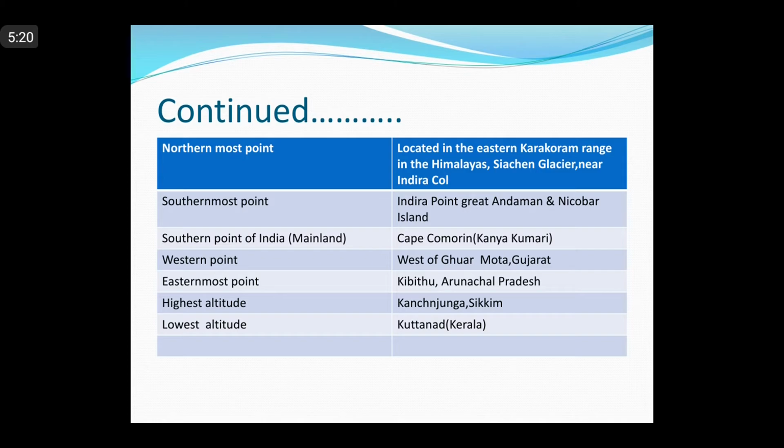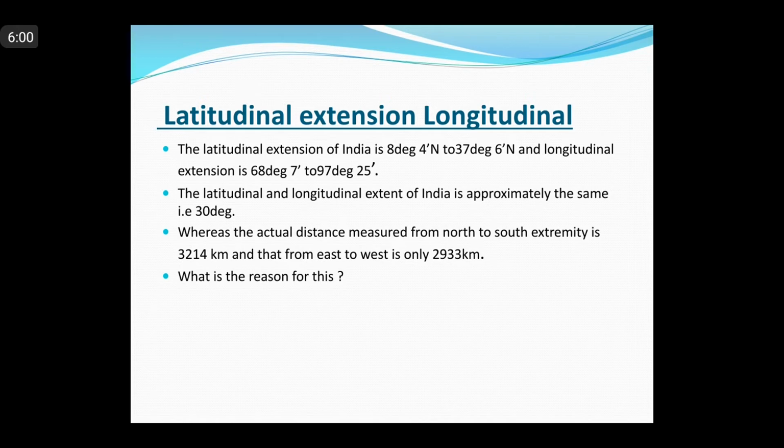Okay, and then away from the mainland of India, you can see the southernmost point of the country that lies in Andaman and Nicobar Islands. That is your Indira Point, which is located at 6 degree 45 minute north latitude. Its north-south extent from Kashmir to Kanyakumari is about 3,214 km, while its east-west width from Rann of Kutch to Arunachal Pradesh is 2,933 km.